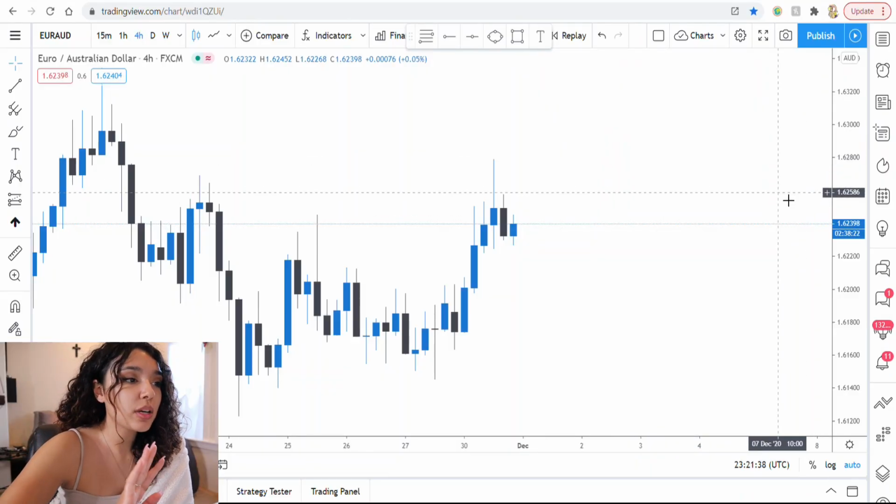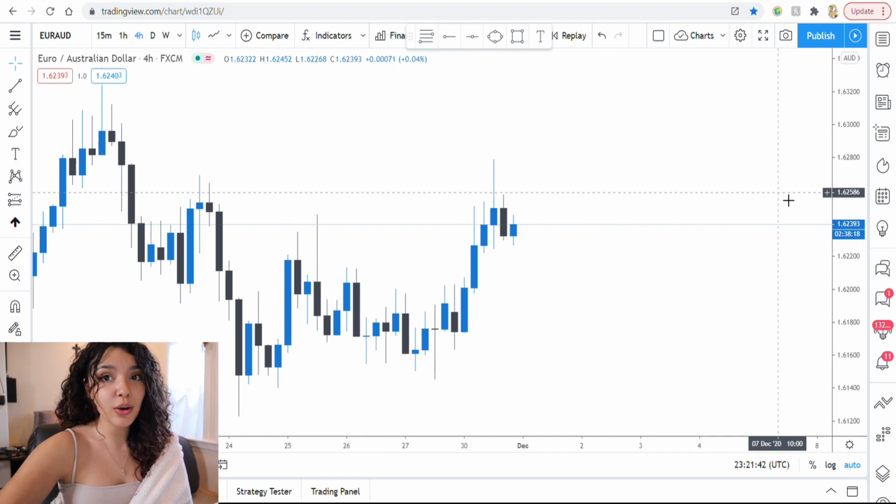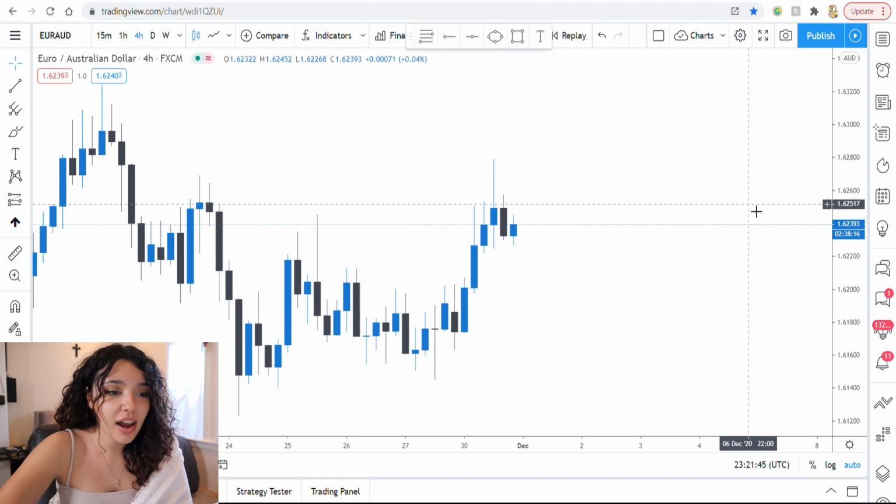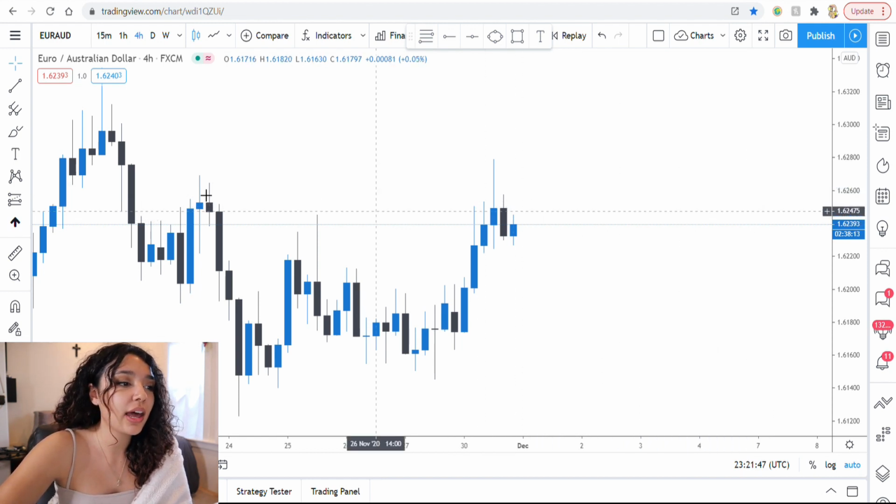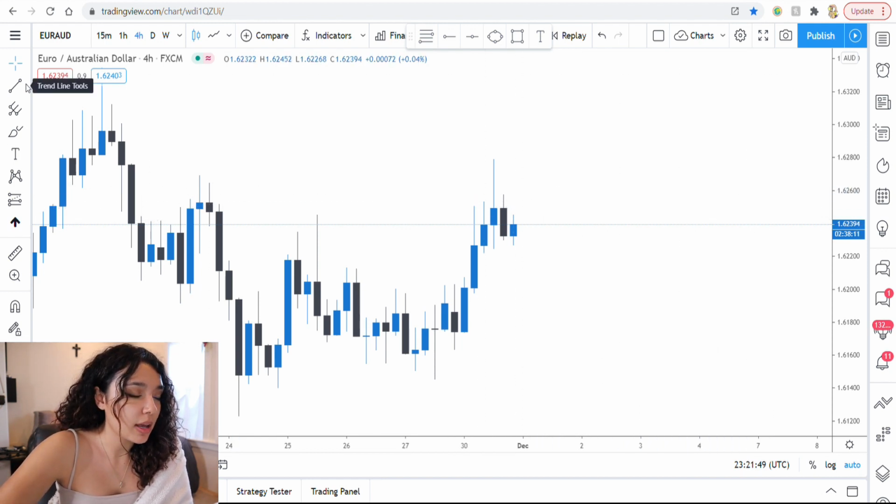Alright, let me see if I even remember how to do this. Alright, so I have pulled up right here a random chart. This is Euro AUD just because I like Euro AUD. We're going to start with this, and honestly, if we just start from current right now, I can show you an example right here.